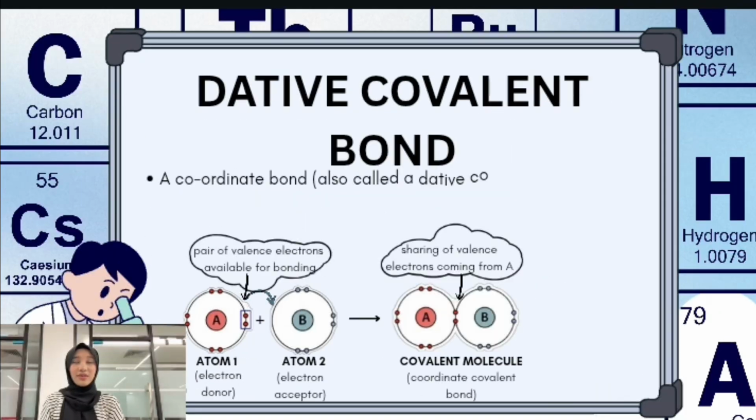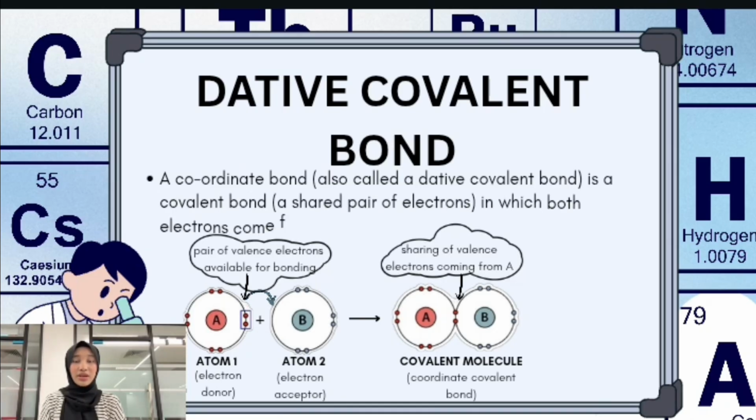So the last one is dative covalent bond. A coordinate bond, also called a dative covalent bond, is a covalent bond, a shared pair of electrons, in which both electrons come from the same atom. So atom 1 is the electron donor and atom 2 is the electron acceptor. Atom A has a pair of valence electrons available for bonding. So it makes a covalent molecule, with the shared valence electrons coming from A.